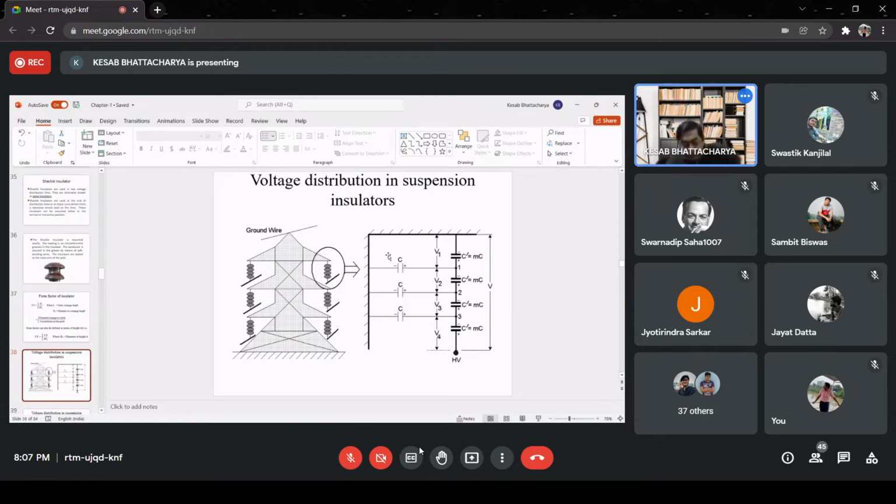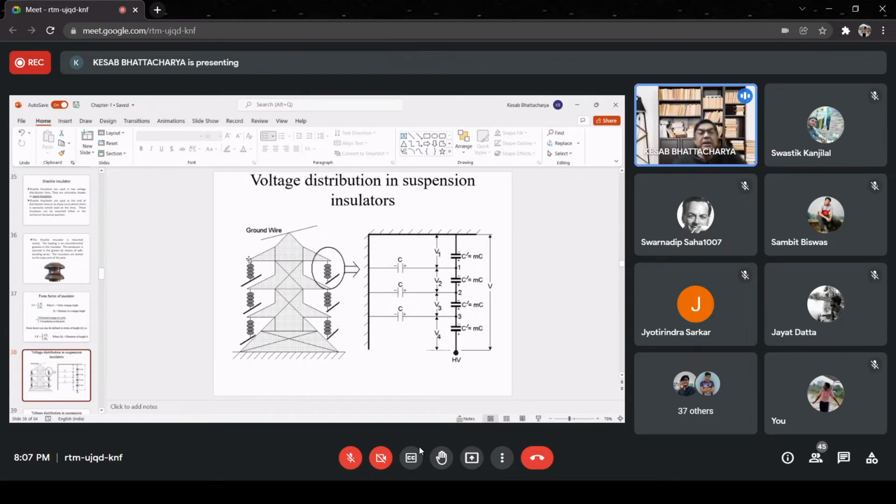Suppose we consider a transmission system where the transmission lines in 3 phases are supported with the help of suspension insulators as shown in the figure. And there is a ground wire at the top, etc.